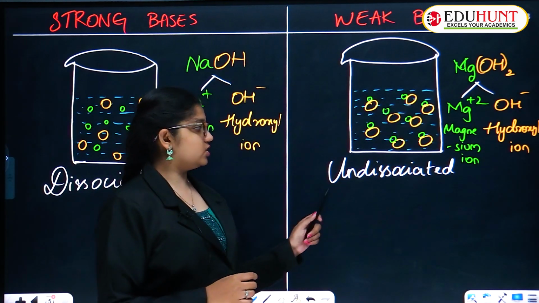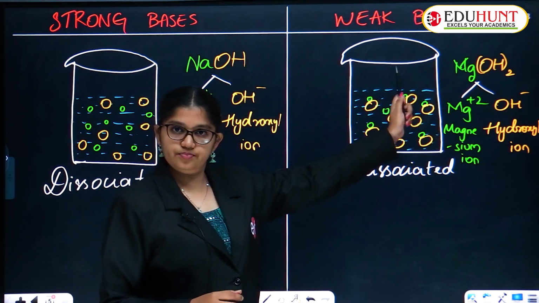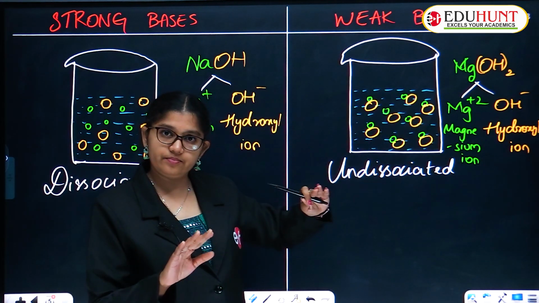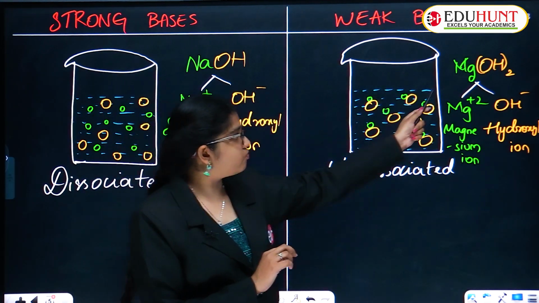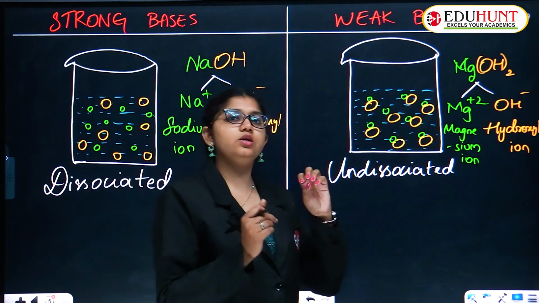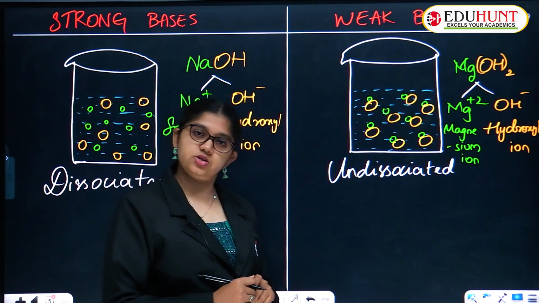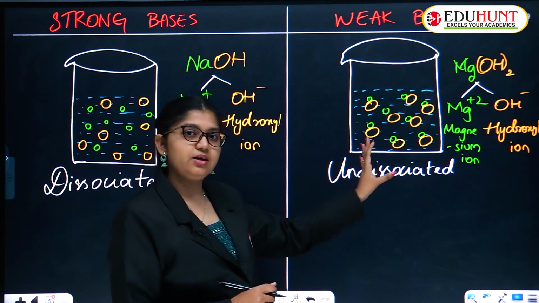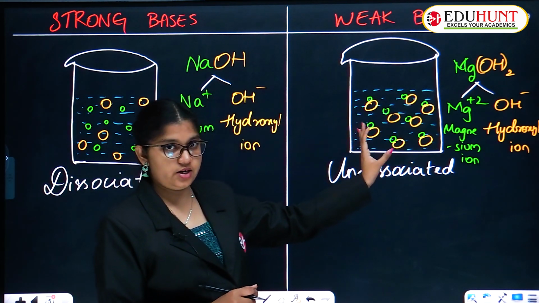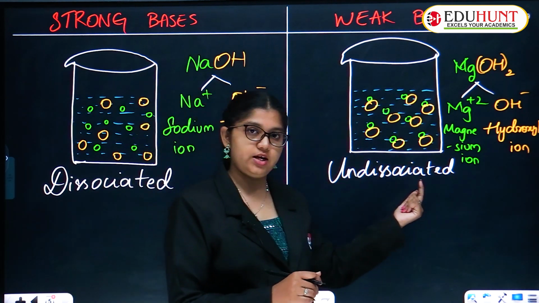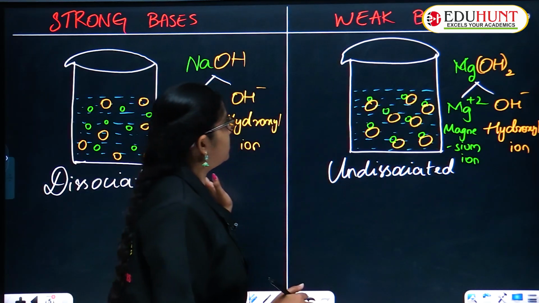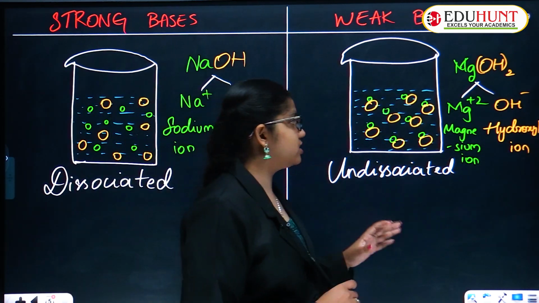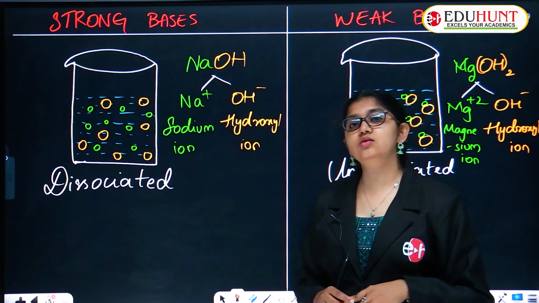Whereas in weak bases, we have partial dissociation, in the sense it is not completely separating. It is like an attachment of molecules only, Mg(OH)2. Only a few are dissociating, but the maximum remaining are not dissociating. In the sense we can write the word undissociated. Clear? This is the diagrammatic representation of a strong base and a weak base in an aqueous solution.